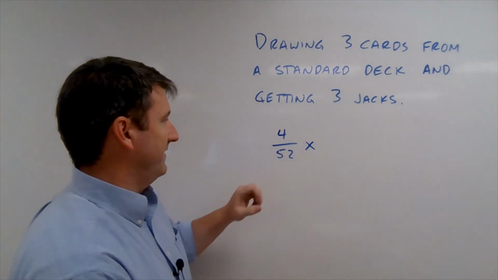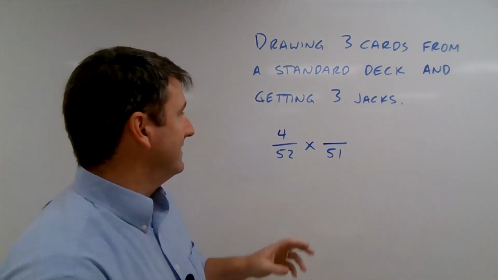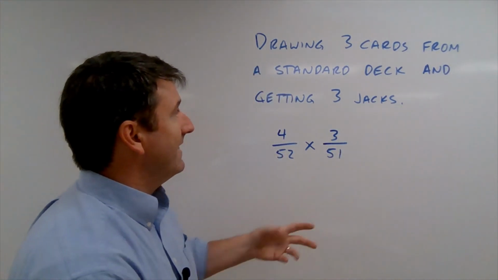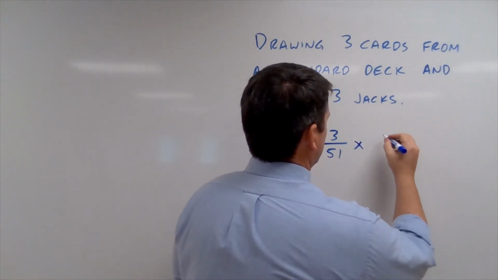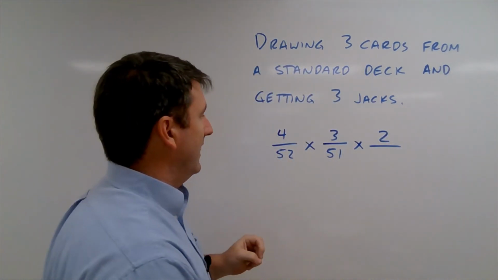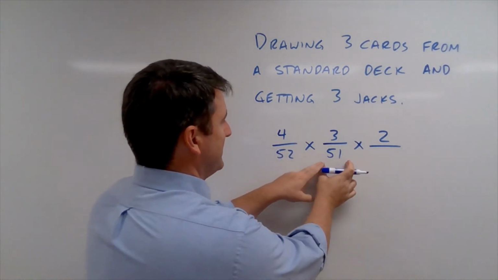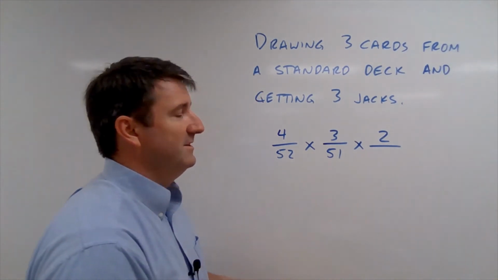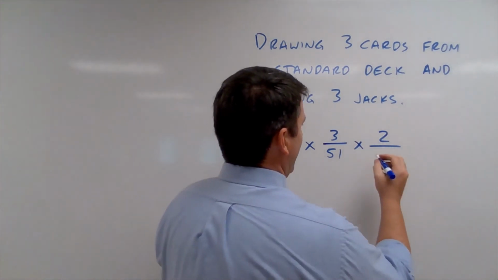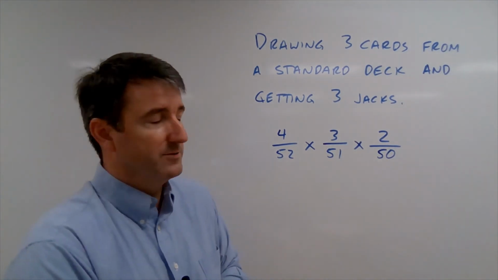Well, now there's not 52 cards in the deck. There's 51 cards in that deck. And there's no longer 4 jacks, there's only 3 jacks left. And then for the third draw, there's only 2 jacks because we've drawn a jack in each of these first 2 draws. And so if we drew a jack the first time and a jack the second time, by the third draw there's only 2 jacks left. And that's out of 50 total cards in the deck that are left for that third draw.